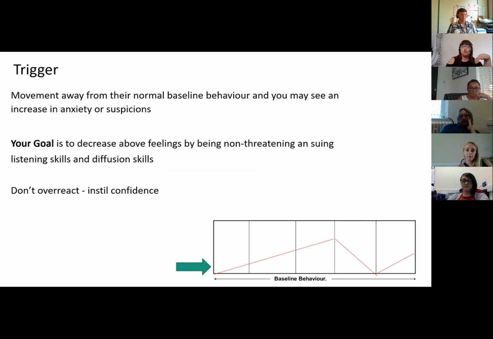So again, this trigger piece is when we're going up. And your goal is to be as non-threatening as you can be. So listening, diffusing skills, not arguing or fighting at any point, because if you argue or fight, what happens at this point?